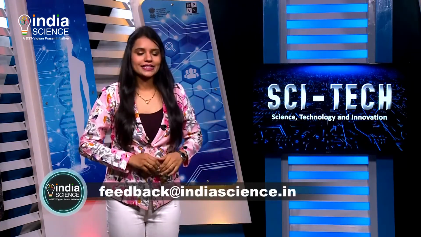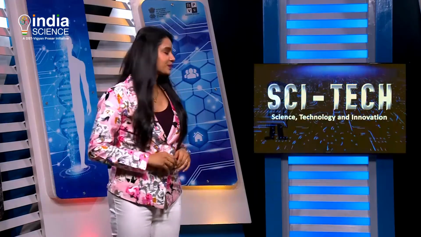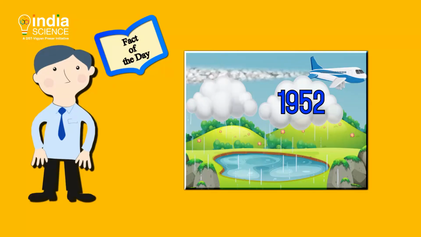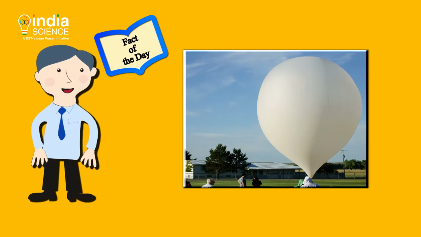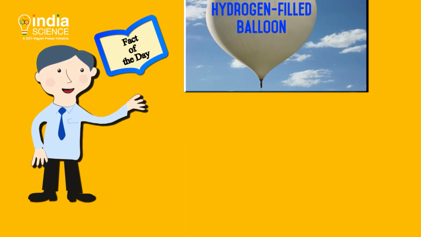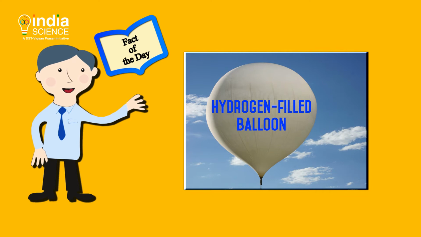But before we end, here is a fact of the day for you. In India, cloud seeding was first experimented in 1952, for which hydrogen-filled balloons containing salt and silver iodide were released from the ground.